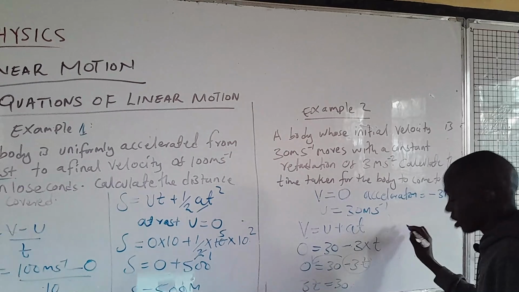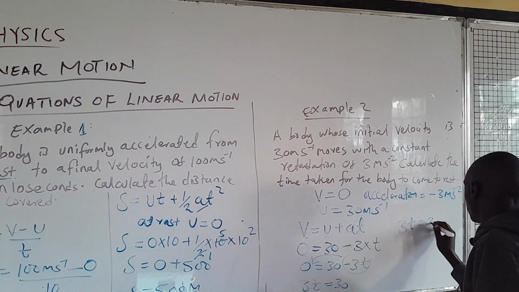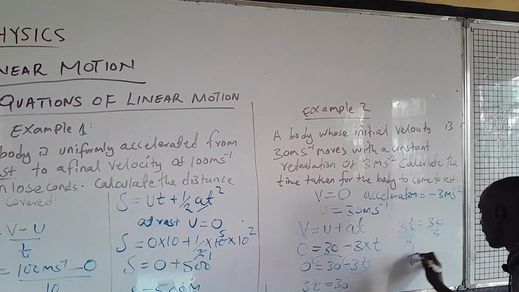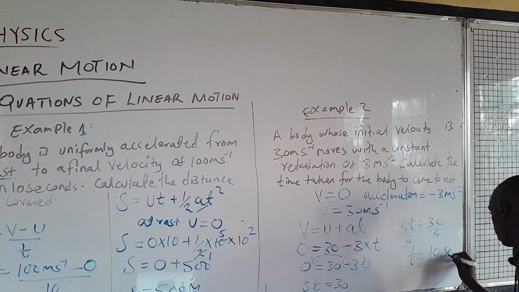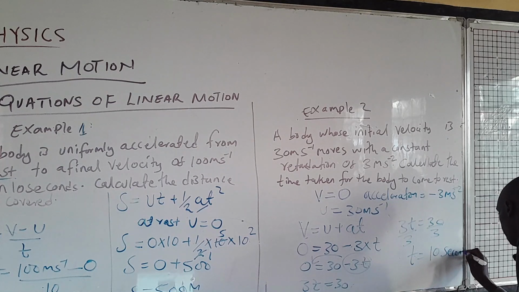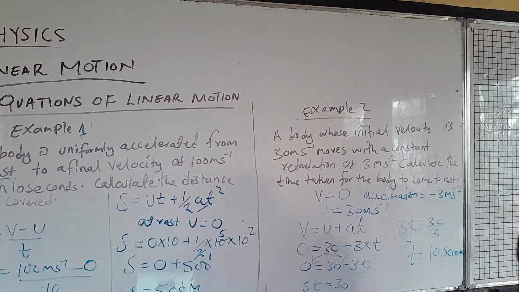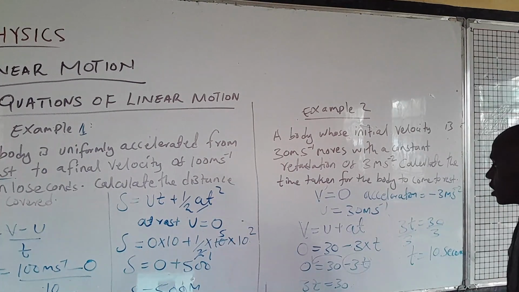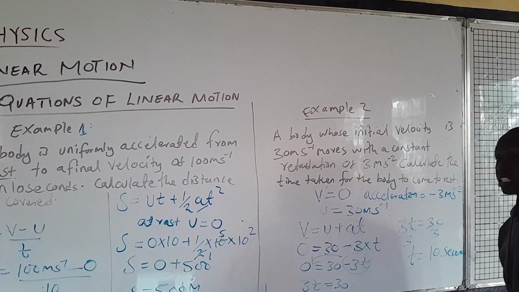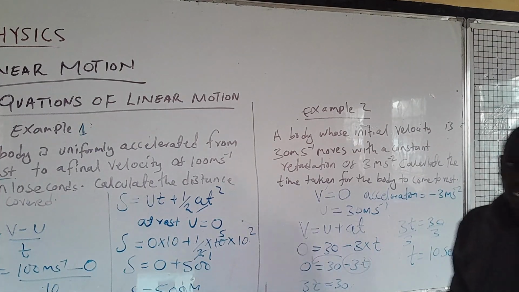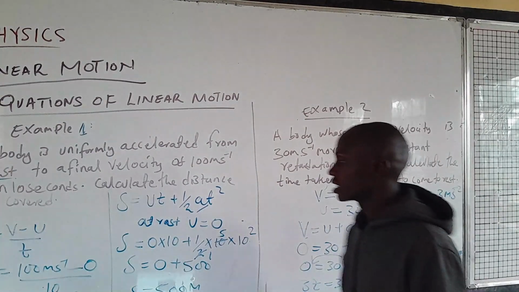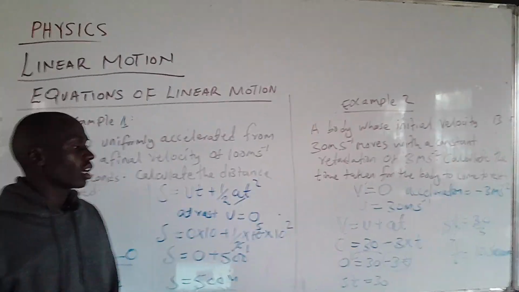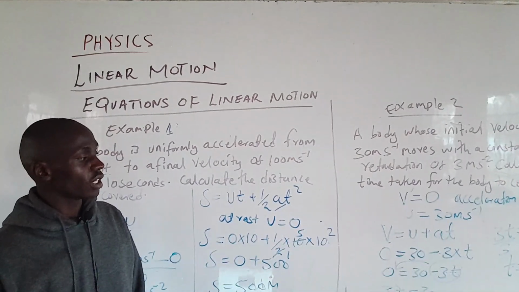So 3t equals 30. We solve this one, we divide both sides by 3. So our time here will be equal to 10 seconds. That is the time that was taken for the body to decelerate from the initial velocity, which is 30 meters per second, to the final velocity, that is 0. That is, the body comes to rest after 10 seconds. So those two are simple examples of how you can apply the equations of linear motion.